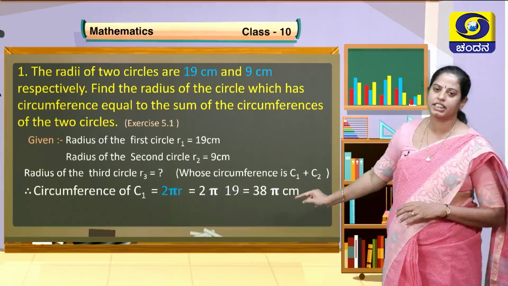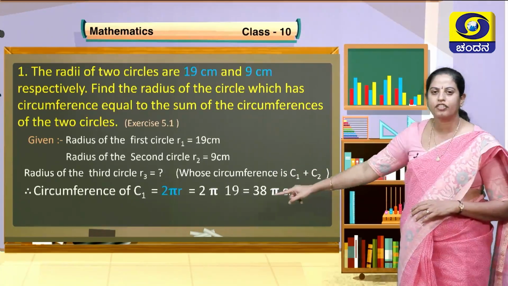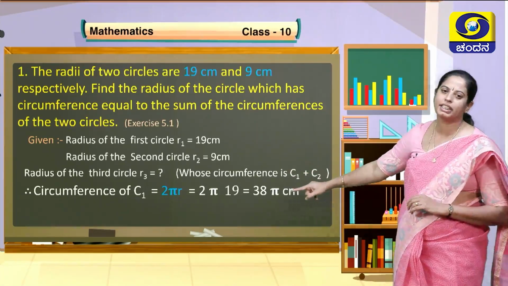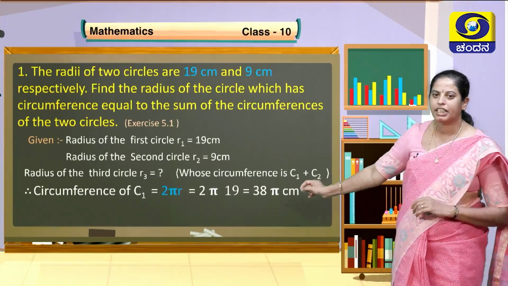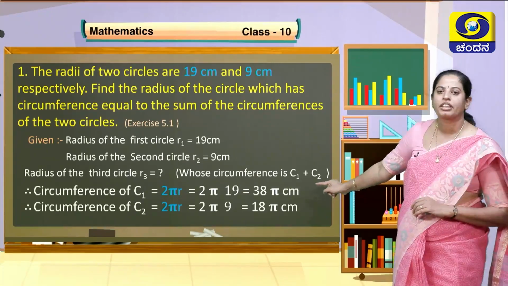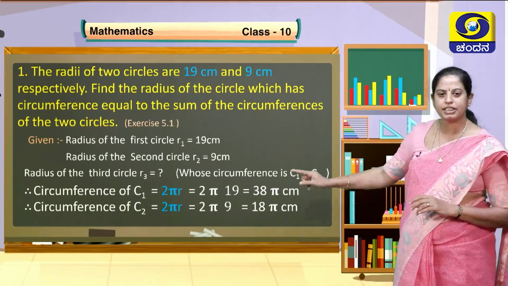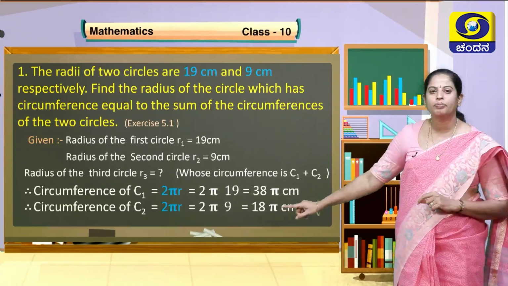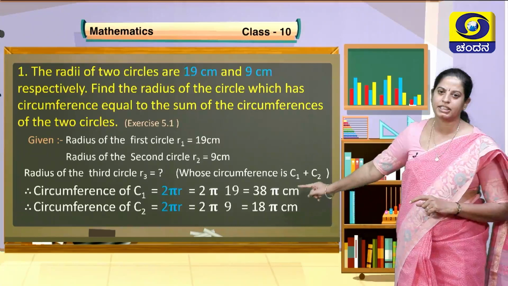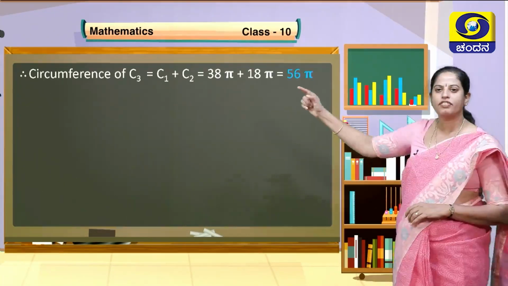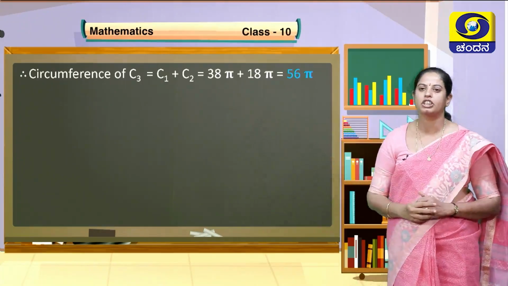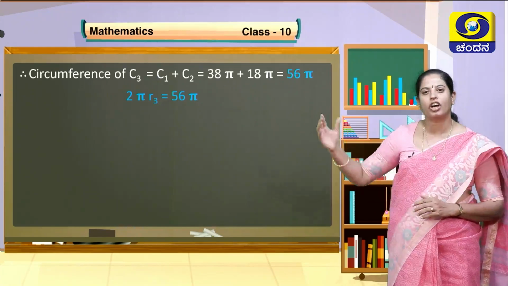To know the circumference of the third circle, we need to find the circumference of the first and the second. Therefore, circumference of C1 is given by 2 pi R1. So that is 2 pi into 19 centimeter. I will keep pi as it is. 19 2s are 38 pi centimeters. In the same way, circumference of C2 is 2 pi R2, that is 2 pi into 9 centimeter, 9 2s are 18 pi centimeter. Circumference of the third circle is the sum of the circumferences of the first and second circle, that is 38 pi plus 18 pi is equal to 56 pi. If you add 38 and 18, you are going to get 56 pi.